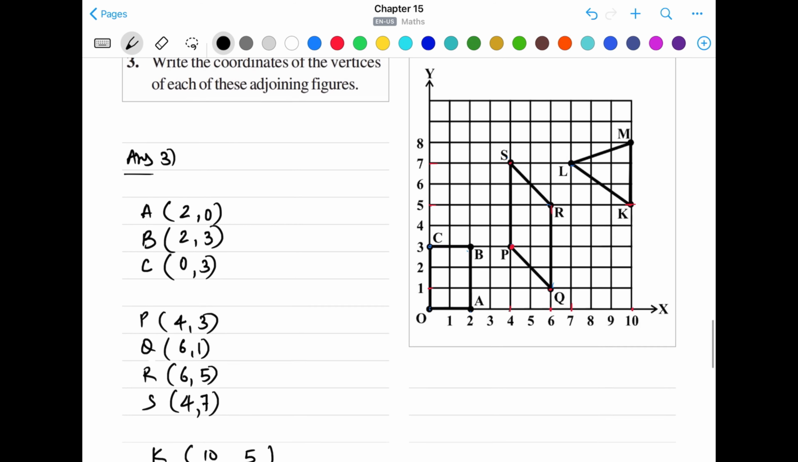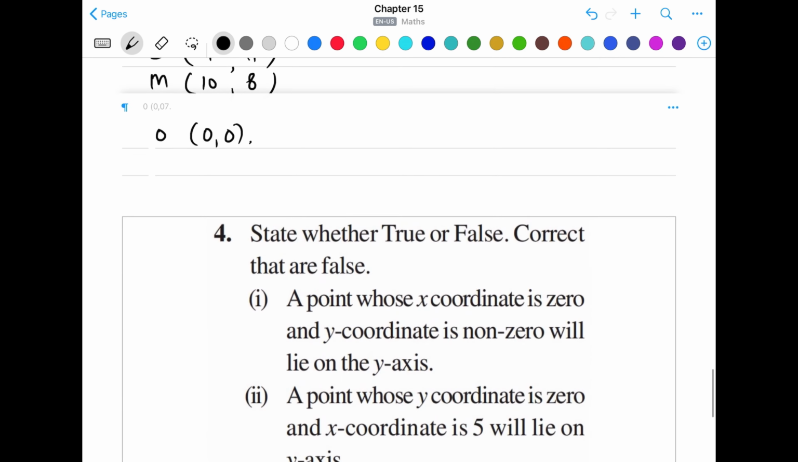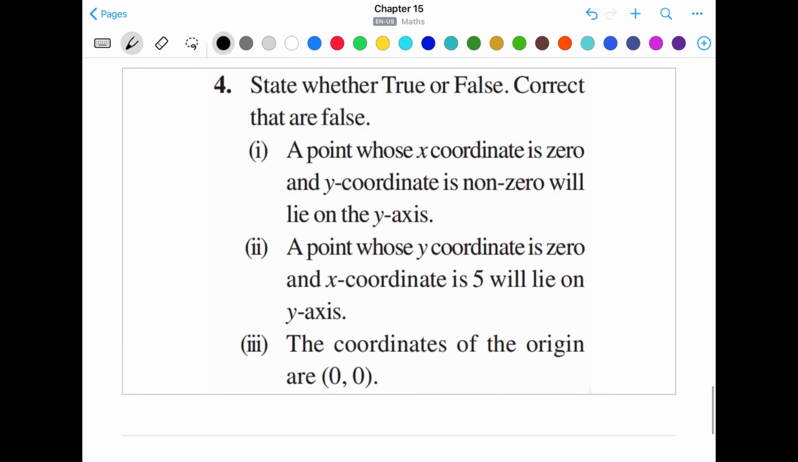So that's how you can find the coordinate of any point given on a graph. Or if you are given any point, you can mark that point on the graph. Now moving to the next and the last question of the exercise, we have to state whether true or false and correct the false one.